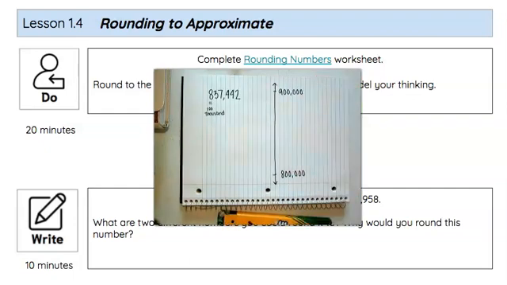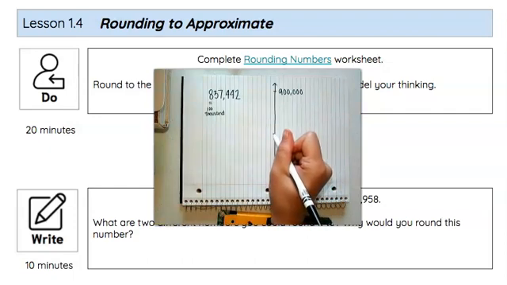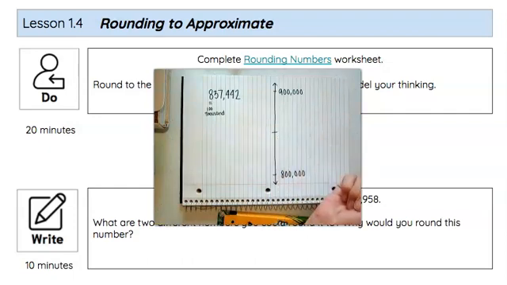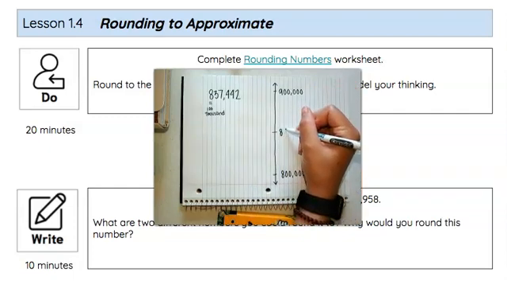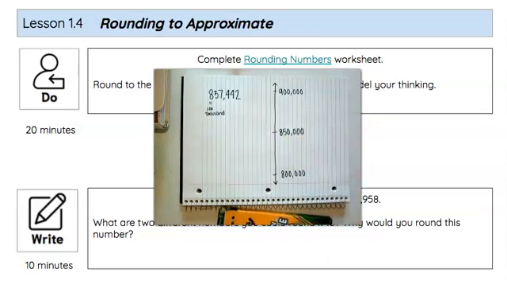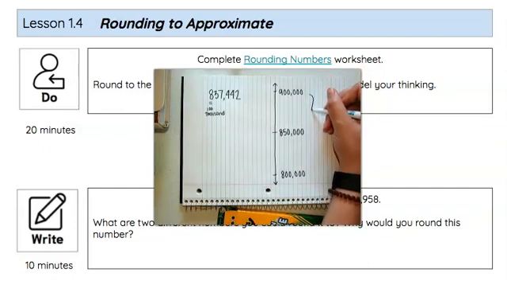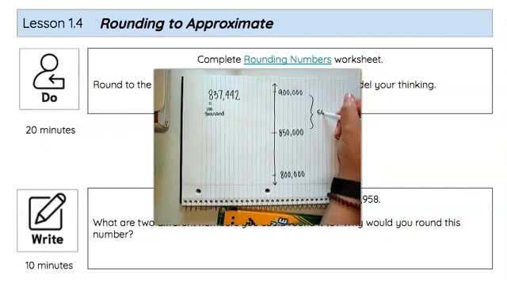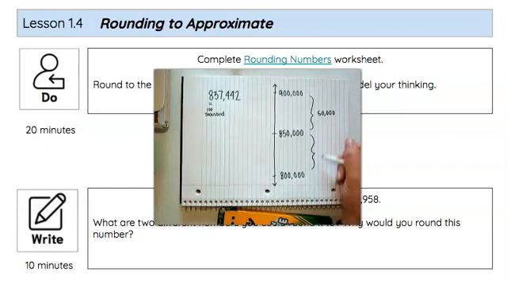My next step is to determine what number would be the exact middle of these two numbers. And for this case, it would be 850,000. I could prove that this number is in the middle by showing that it is 50,000 away from both of my numbers.